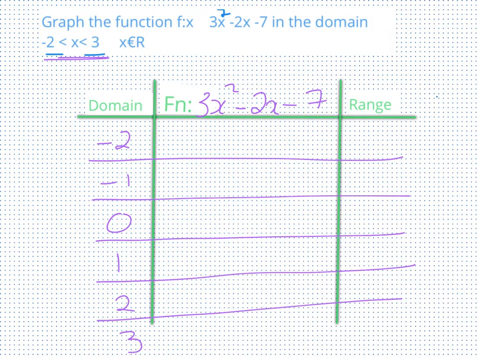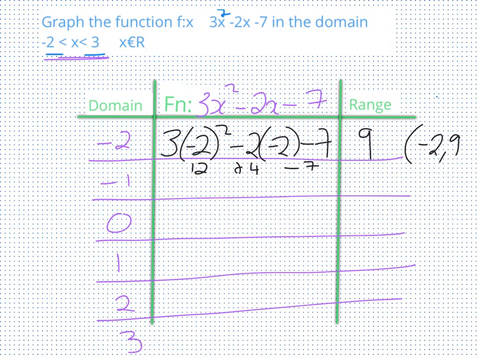So what I'm going to do is place my input in, I get my range out, and then I'm going to have couples. And once I have the couples, I can easily draw them on my graph. So if I place in -2, I'm going to get 3 times (-2) squared, minus 2 times -2, minus 7. So if I did a little bit of work in my head there, -2 squared is 4. 4 times 3 is 12. So I'm going to have 12 here, plus 4, minus 7. So 12 plus 4 is 16, minus 7 is going to be 9. And so my first couple is -2 and 9.